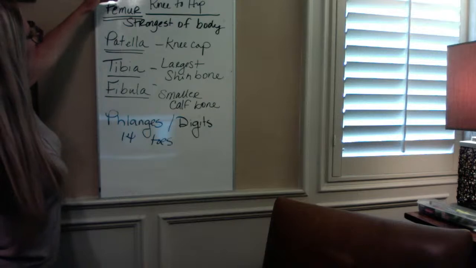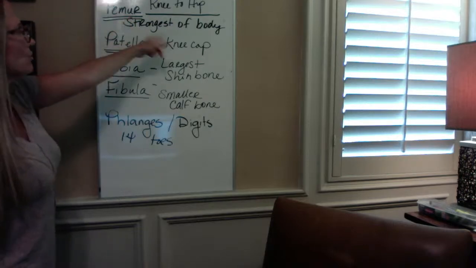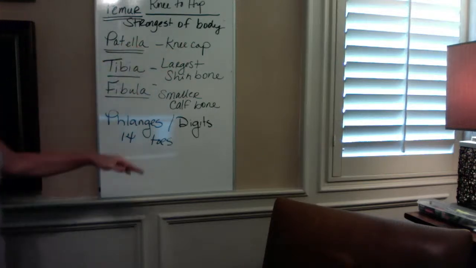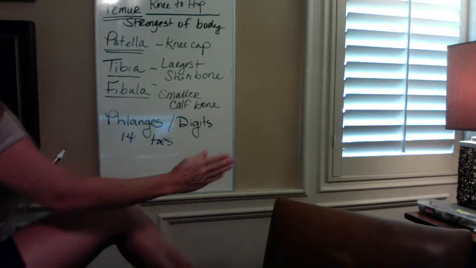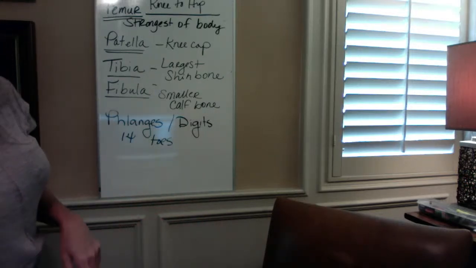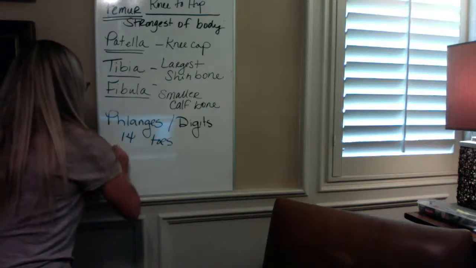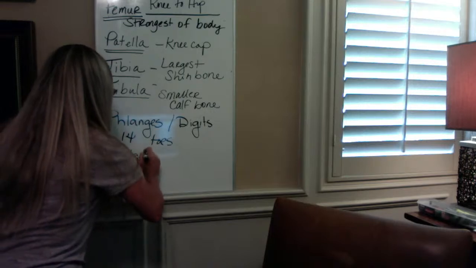So everything we're talking about right now is from the hip down. Femur, hip to knee, strongest of the body. Patella, so femur, patella, tibia, fibula, phalanges, and now we have metatarsals.